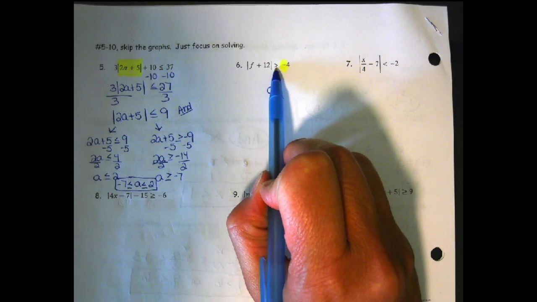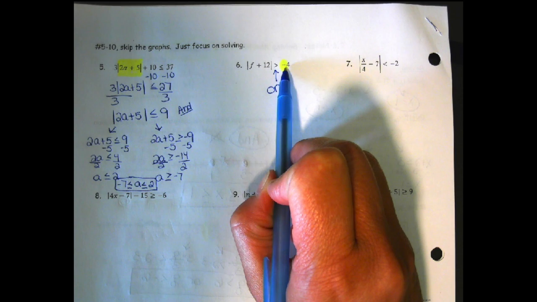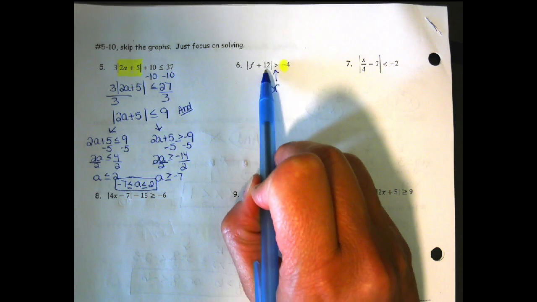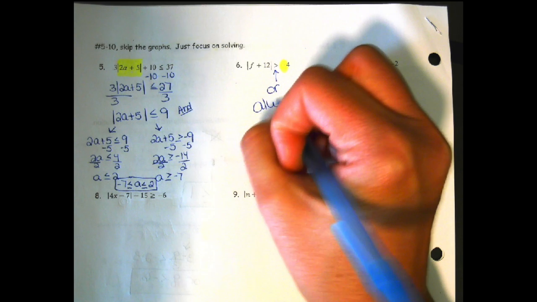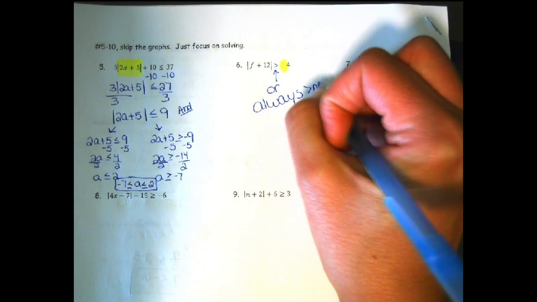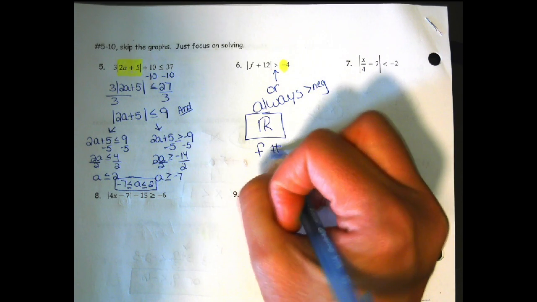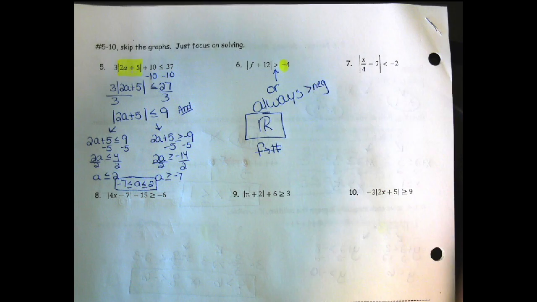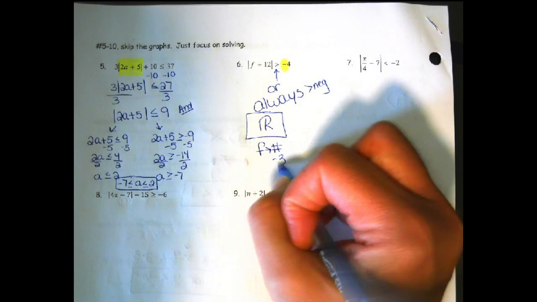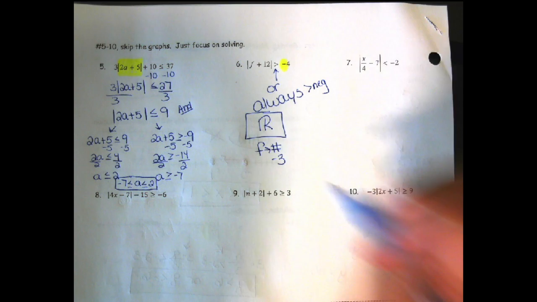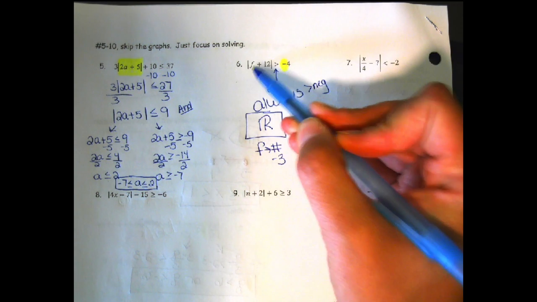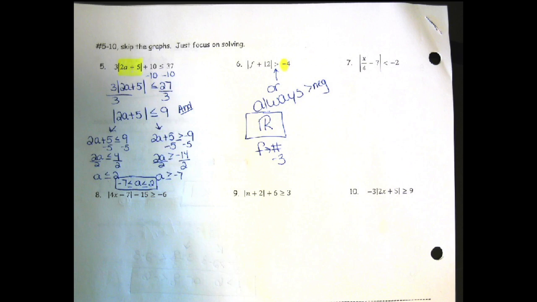Can absolute value be greater than a -4? Should be saying yes. Absolute value will always be greater than a negative, always. So this is all real numbers. You can pick any number you want for f. You can pick 100, you can pick -3. You can pick any number you want for f, and this will work. So it's all real numbers.